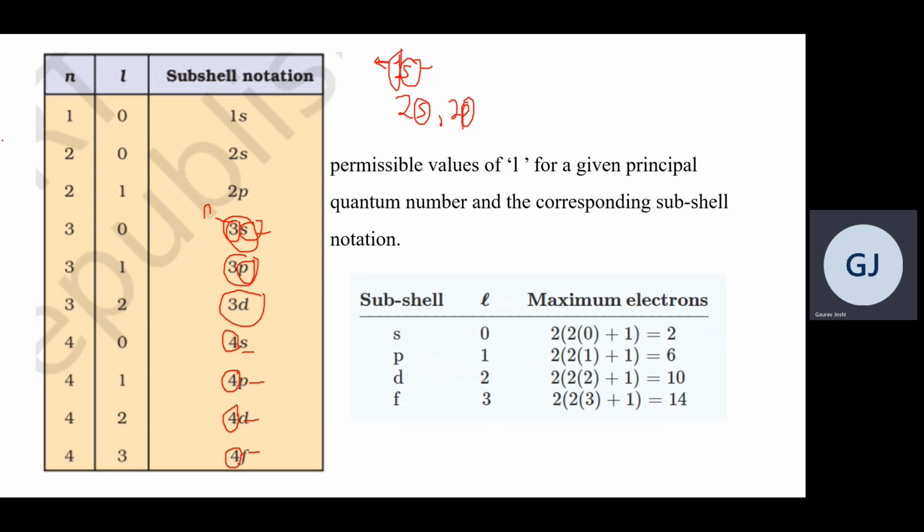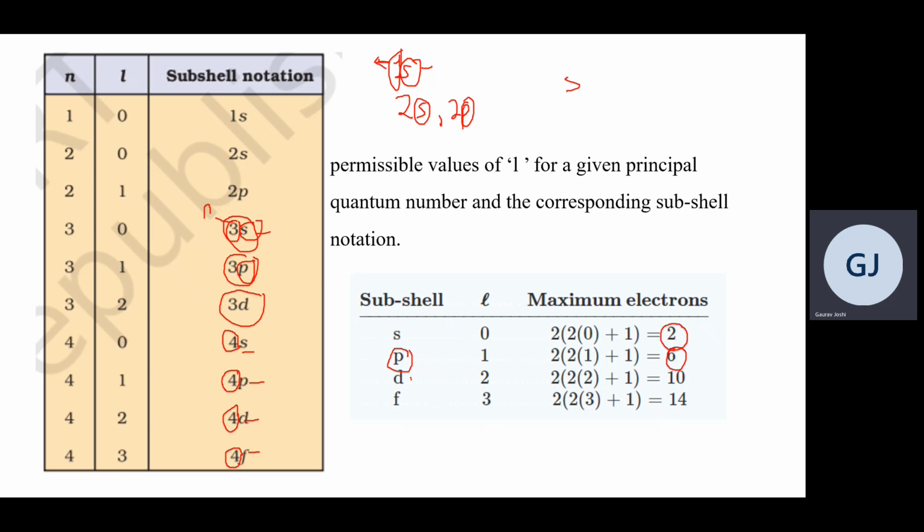But when we are dealing with the s, p, d, f subshells, each subshell has a different number of electrons. For example, s can have only 2 electrons, the maximum of 2 electrons. Then we have p. p can have a maximum of 6 electrons.